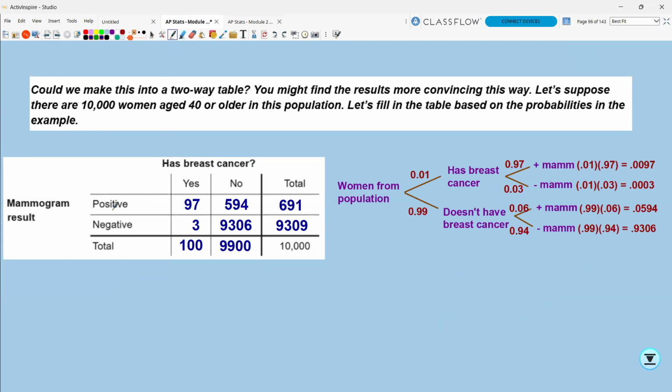So the positive and yes, that's going to be the 97. You can see that 97, 0.0097 times 10,000 is going to get you that. And actually, all four of these numbers are going to come right from the ands over here. And so now you can get your totals just by adding them together along the rows and the columns. So just something interesting to think about. If you ever are wondering how to make that a little bit more readable, consider doing a two-way table if you have the time.